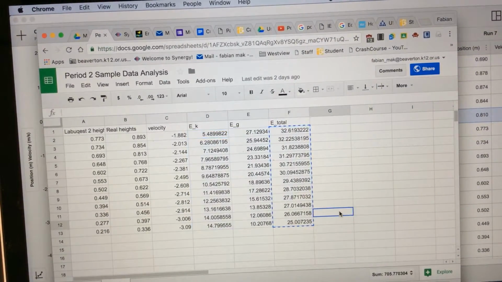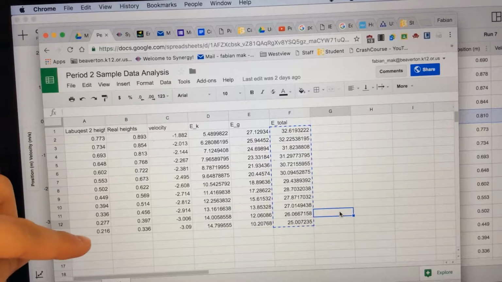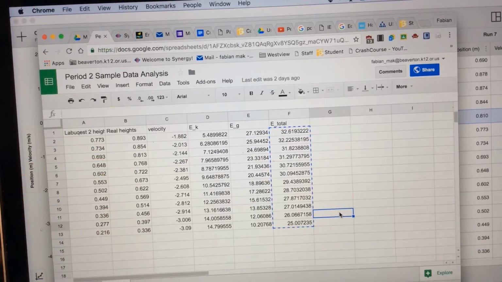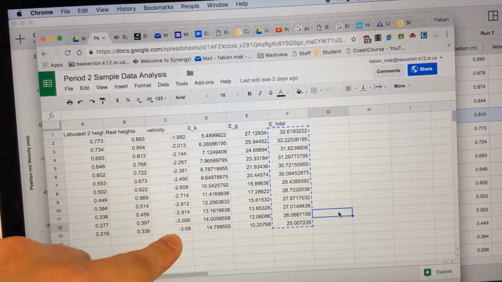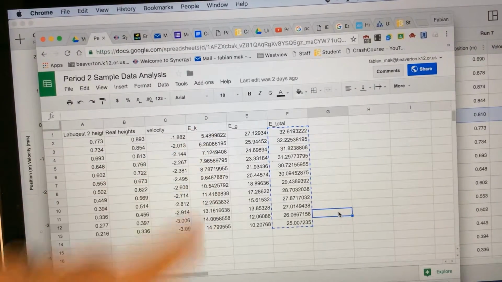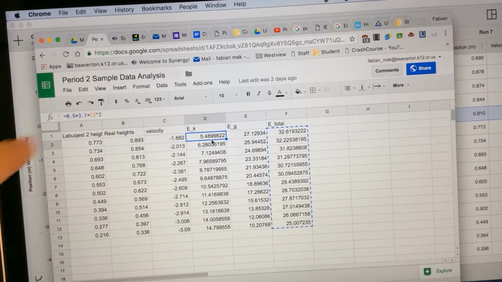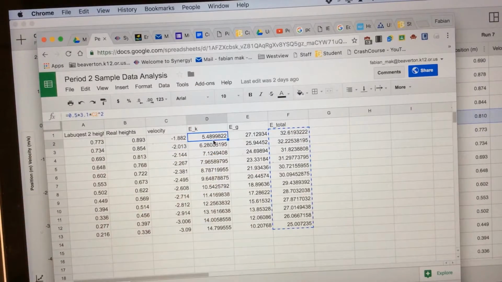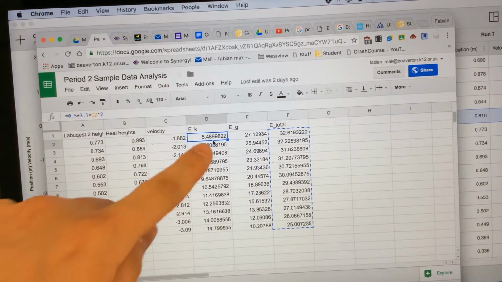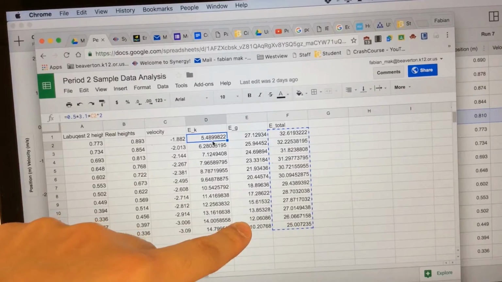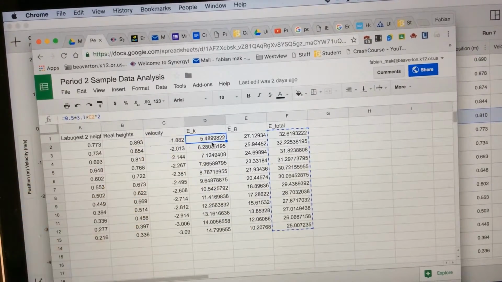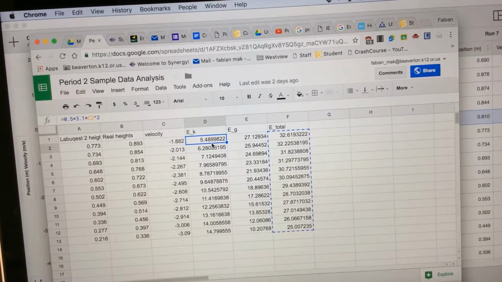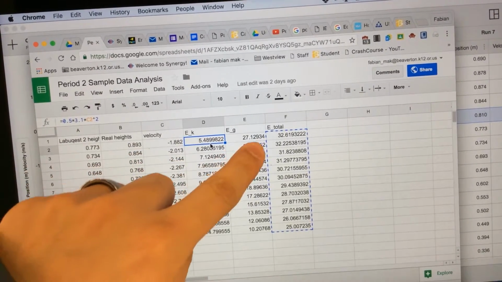So here's all the heights from the LabQuest 2, the real heights by adding my offset, the velocities from LabQuest 2, and then I just used the function, right? I create a function and I just boom have it calculate for me. So you got all the kinetic energy, gravitational potential energies. It may seem like it takes more time to do the first calculation, but it will save you significantly more time on the later calculations. So this is a good tool to use.